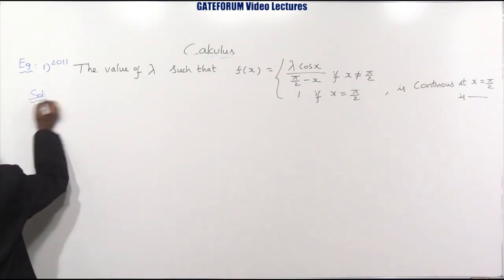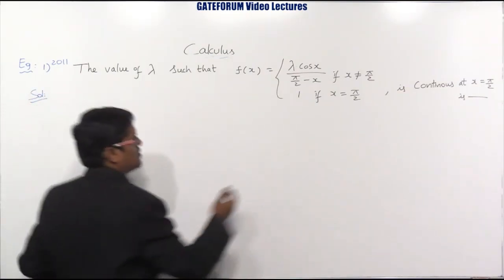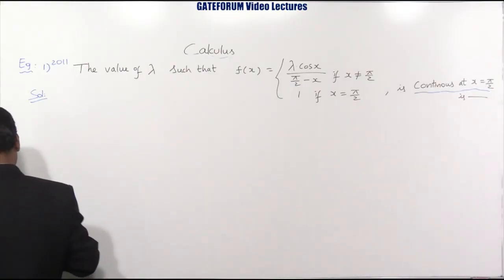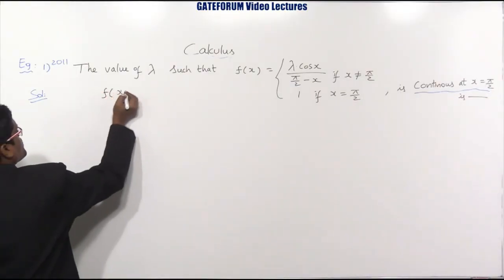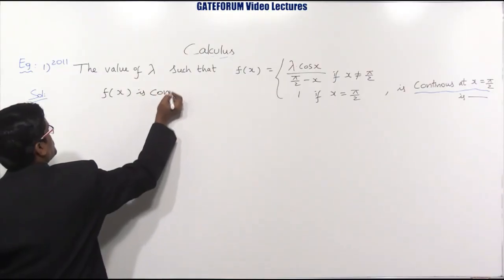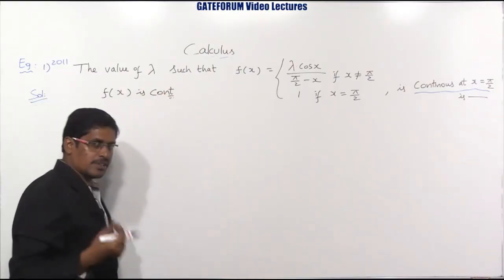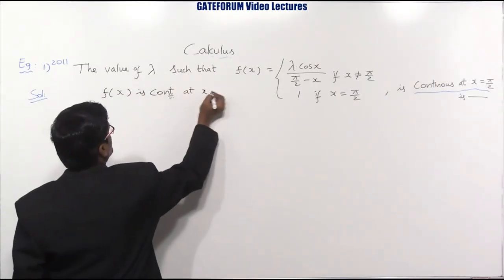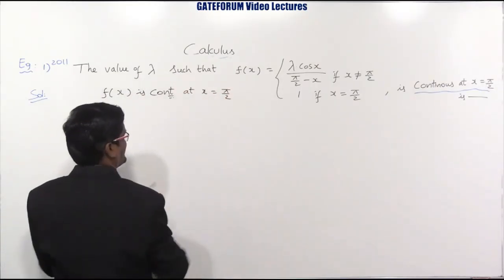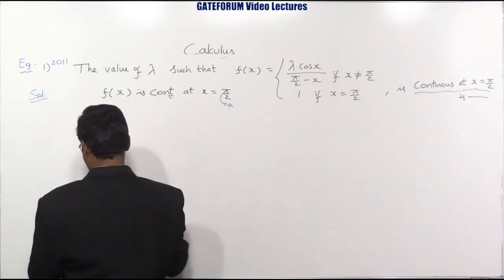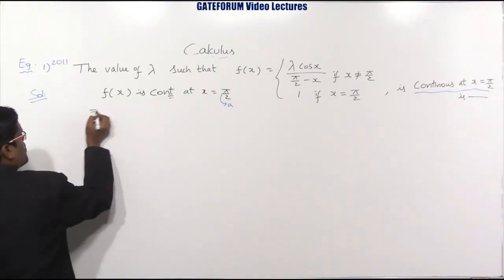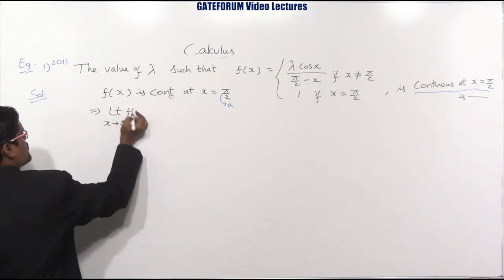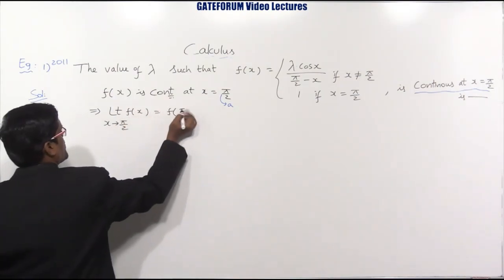Solution. So already given, continuous at x is equal to a, where a value is pi by 2. F of x is continuous. CONT stands for continuous, which I am using as the short form for the full word continuous, at x is equal to pi by 2. So this is a. So this implies limit x tends to pi by 2 of f of x is equal to f of pi by 2.